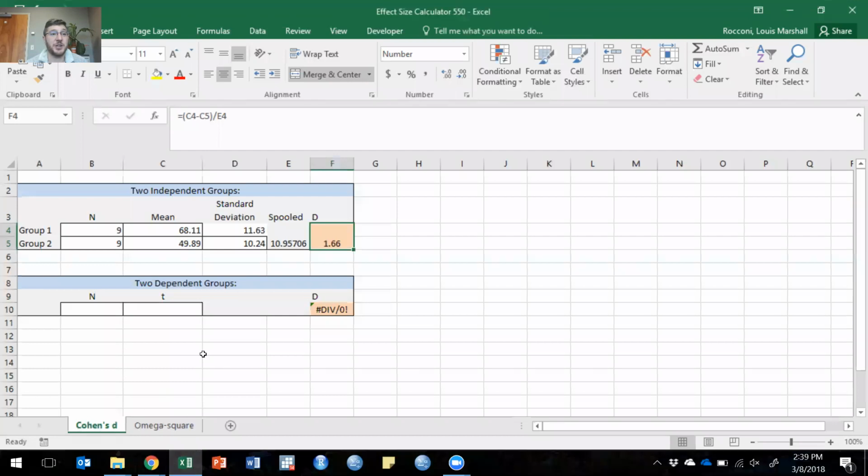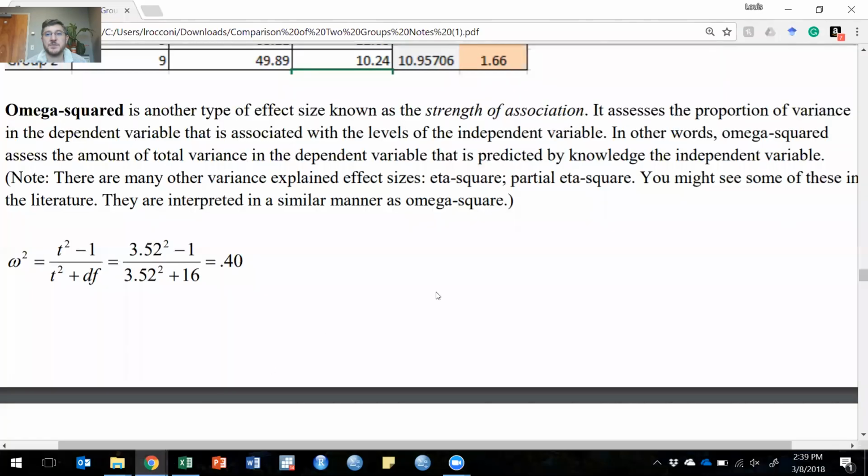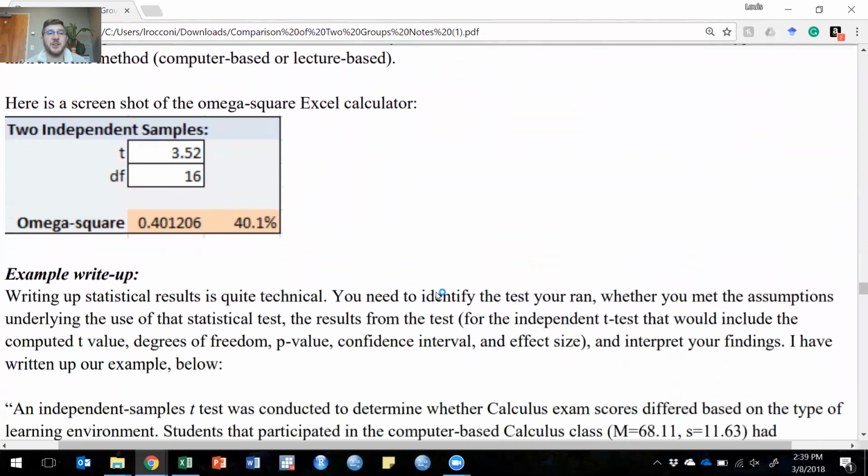I've also created an omega squared calculator. If you look at the tabs on the Excel file, go down to the omega squared tab, you give the t-value, which is 3.52, and then the degrees of freedom for the test, 16. So we get 40.1%. So around 40.1% of the variability in calculus exam scores is explained by the type of instructional method. So it's the proportion of variance in the outcome, our dependent variable, that's explained by our independent variable. And here's a screenshot of the omega squared calculator.